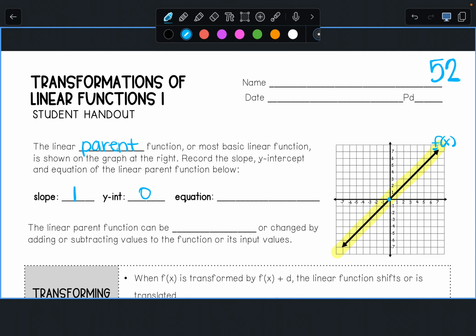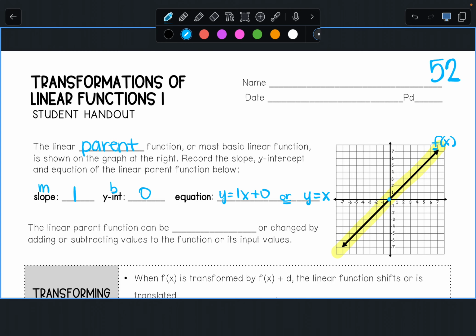Now to write the equation of any line, we need m, we need b. So the equation of this line would be y equals 1x plus 0. Obviously, they're not going to put plus 0 on the STAR test. So you can also think of it as y is equal to x.